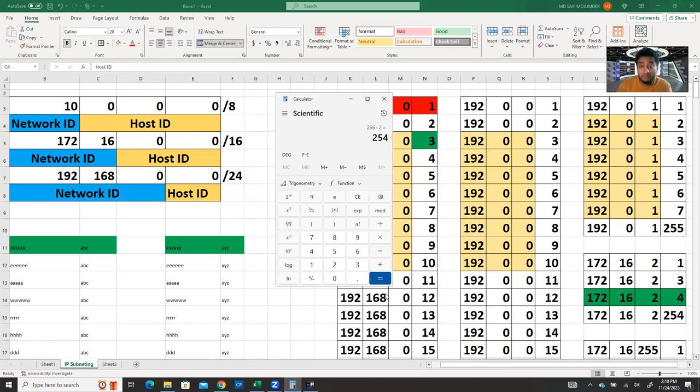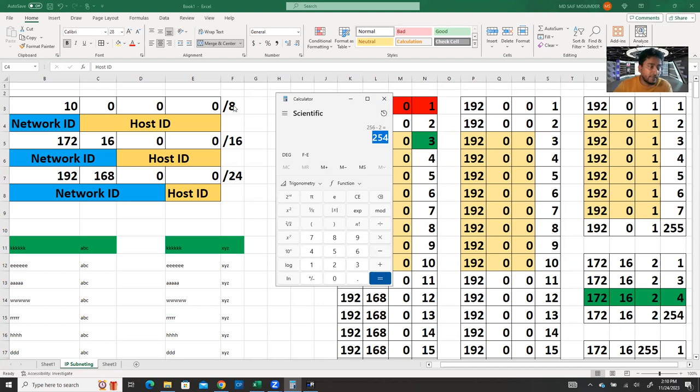So why is it not 255? What is the other one? The other one is used for broadcast. That's why it's not here. So you have 254 IPs. And out of the 254 IPs, one of them is your default gateway. Maybe you can have multiple default gateways if it is a subnet. That's what we're going to look at right now.